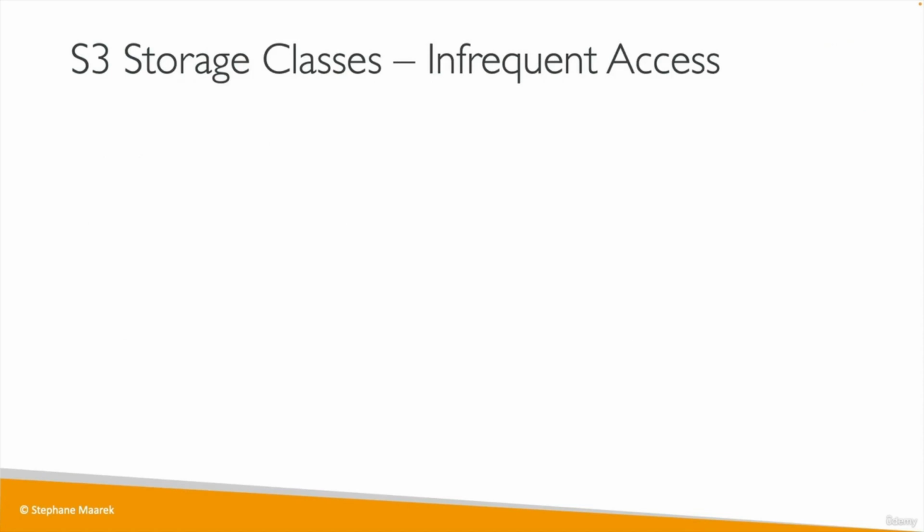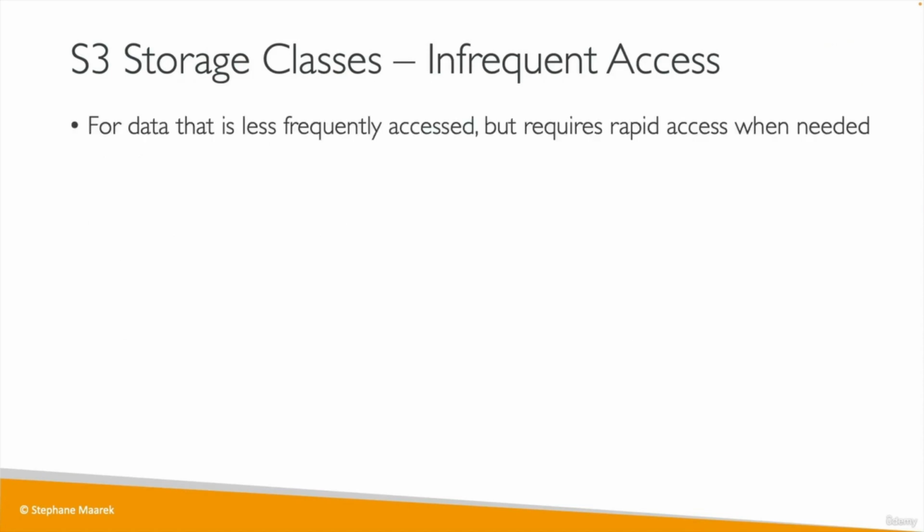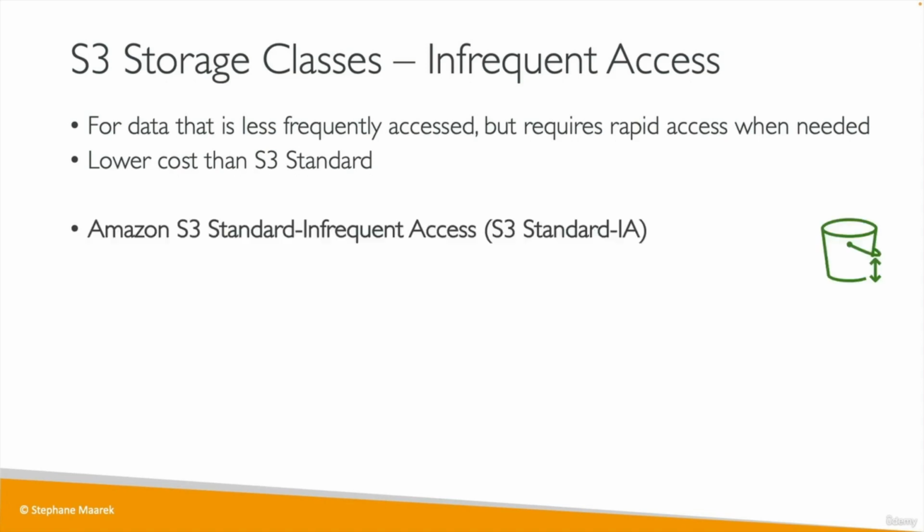Next, we have S3 Infrequent Access. So this is data that is going to be, as the name indicates, less frequently accessed, but requires rapid access when needed. It's going to be lower cost than S3 Standard, but you will have a cost on retrieval. So S3 Standard-IA has 99.9% availability, so a bit less available. And the use case for it is going to be disaster recovery and backups.